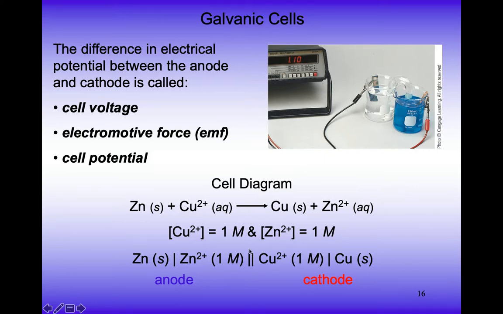Then you have these two lines right here, and this kind of represents the salt bridge, or the difference between the two sides of the cell. Then you have your cathode solution, in this case copper 2 at 1 molar, and you have your copper metal, or your cathode metal that you are dealing with. So this is line notation. You'll see it written a lot. Again, anode metal, anode solution, then your double line that represents your salt bridge, your cathode solution, and your cathode metal.